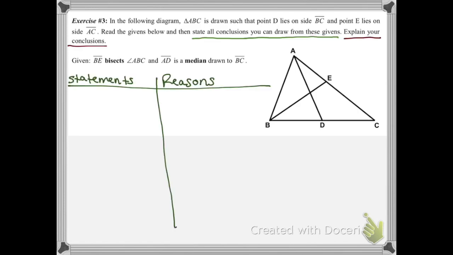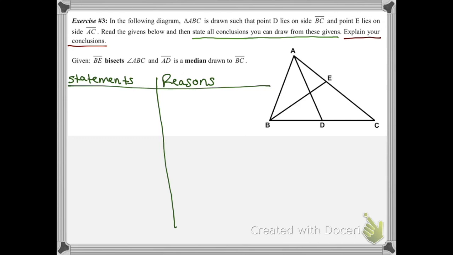All right, so in this example, they're describing the diagram for us, and then they tell us to read the givens and state all the conclusions that we know based on the givens, and then we have to explain our conclusions. So just to make it easier for us to explain, I've used this T-chart to have statements on one side and reasons on the other side. First, the given tells us that BE bisects angle ABC. So right there, we can say something, right? Bisects, we know what that word means. It means to split an angle in half.